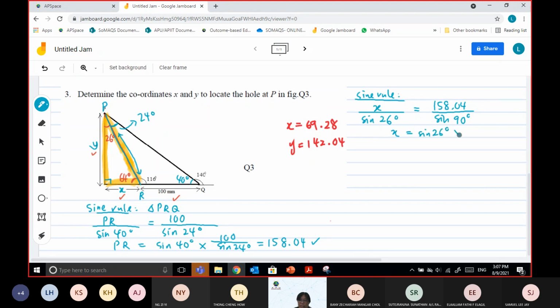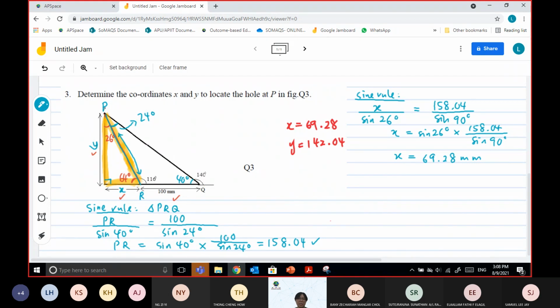So x equals sine 26 times 158.04 divided by sine 90. Sine 90 equals 1, so we can get x as 69.28. Now I already got x, so the next is y.